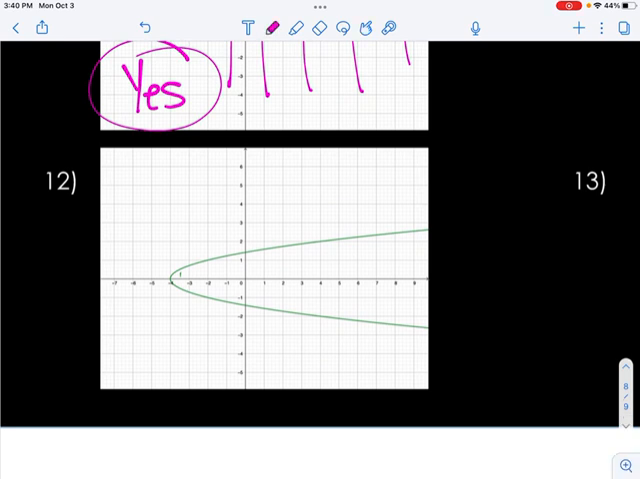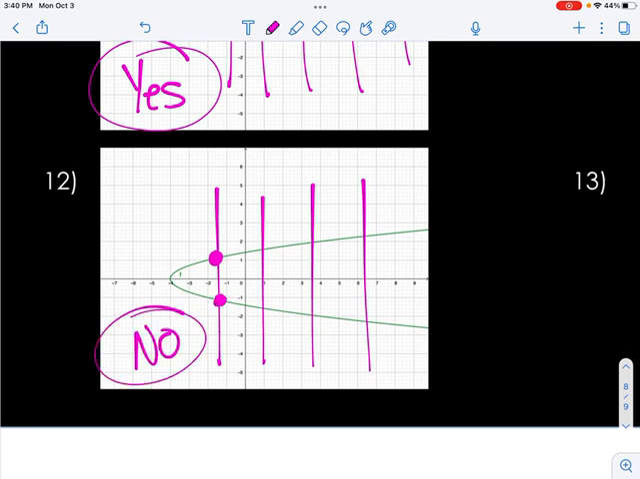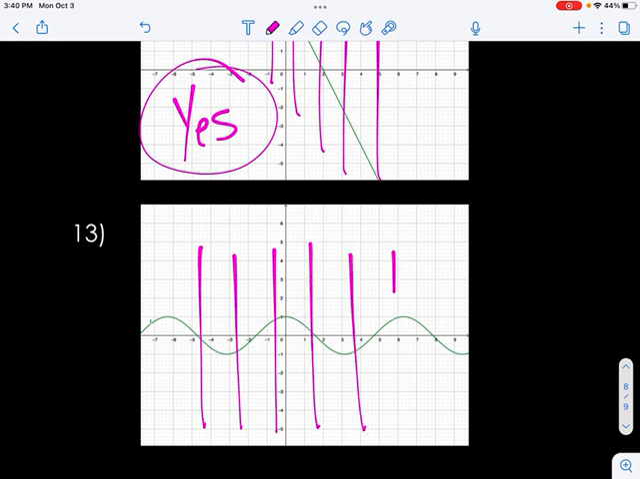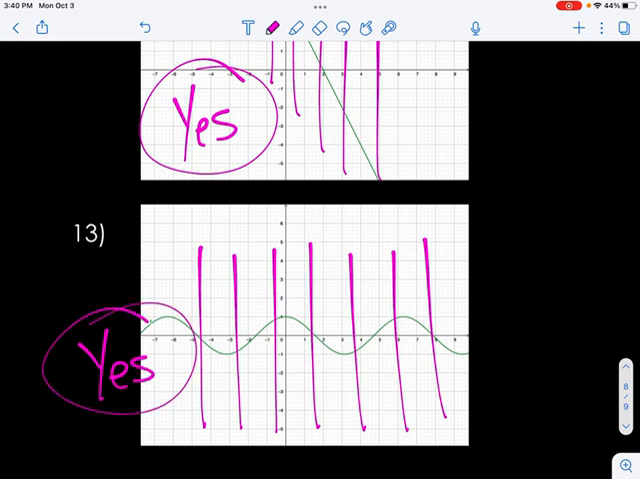Now take a look at number 12. If I draw my vertical lines in, you'll notice even on this very first one, I'm hitting it in 2 spots. So we would say, no, that is not a function by the vertical line test. And on this last one, if I draw my vertical lines in and keep going, you'll notice I'm not hitting any more than 1. So we say, yes, that is a function. And what we just did there is talking about our relations and our functions.